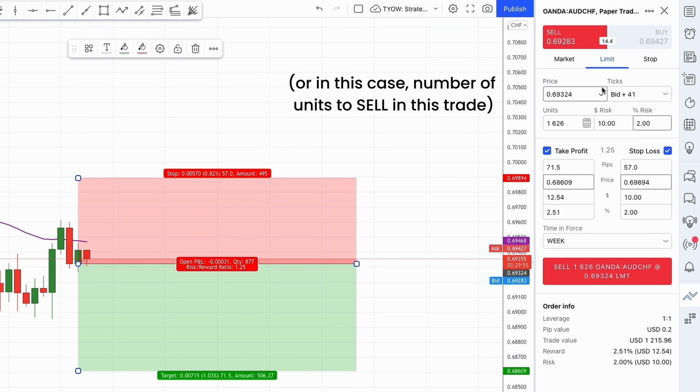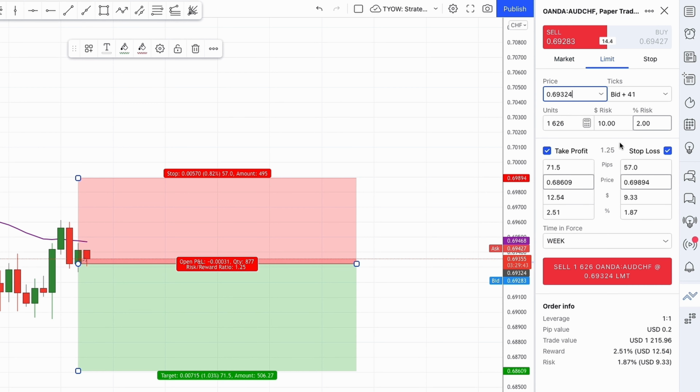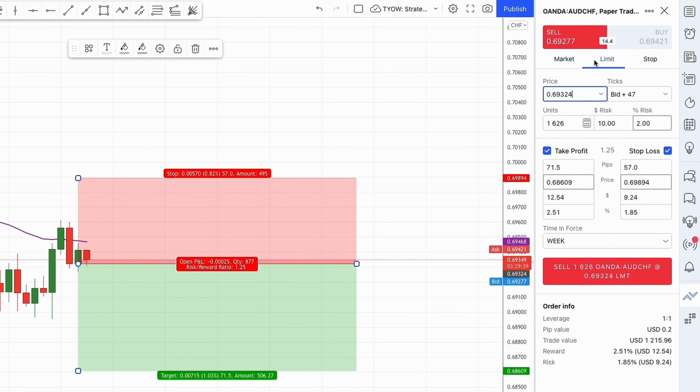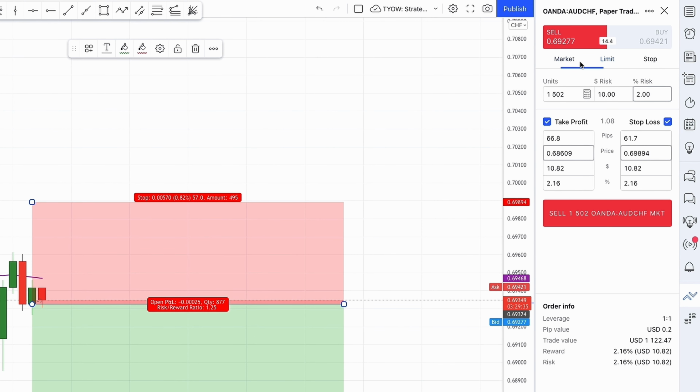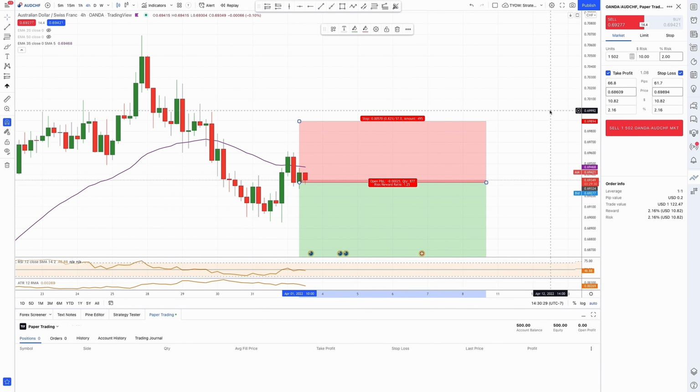and we can actually move over to market order and we still have the option of our 2% risk. And we can see our reward to risk ratio changes as we go between limit and market order. Now that is expected because if we enter a market order, it's going to enter the market no matter where it is right now.